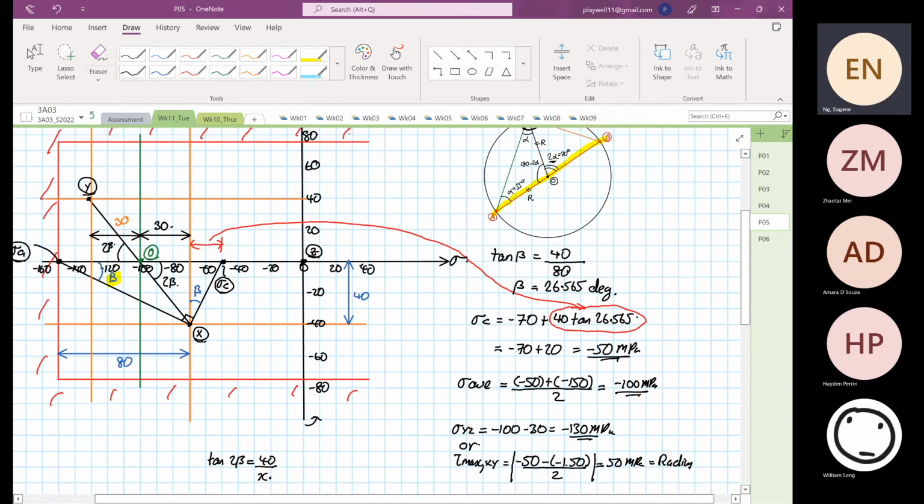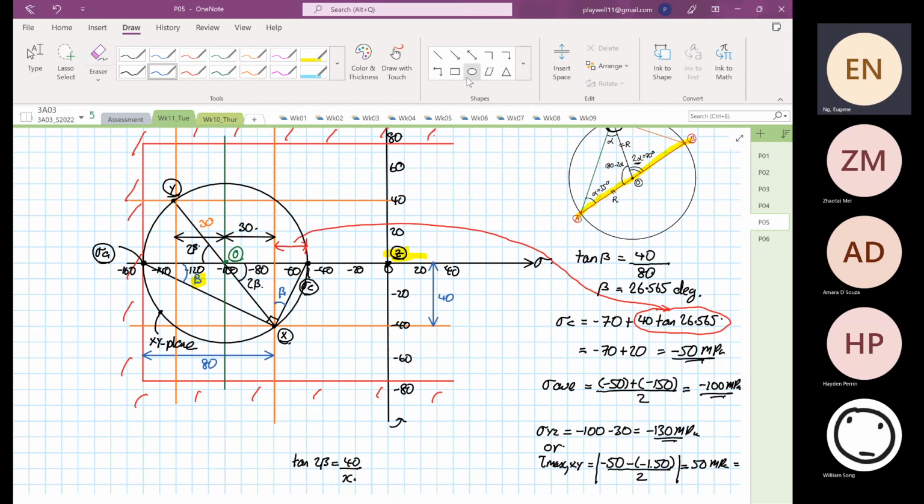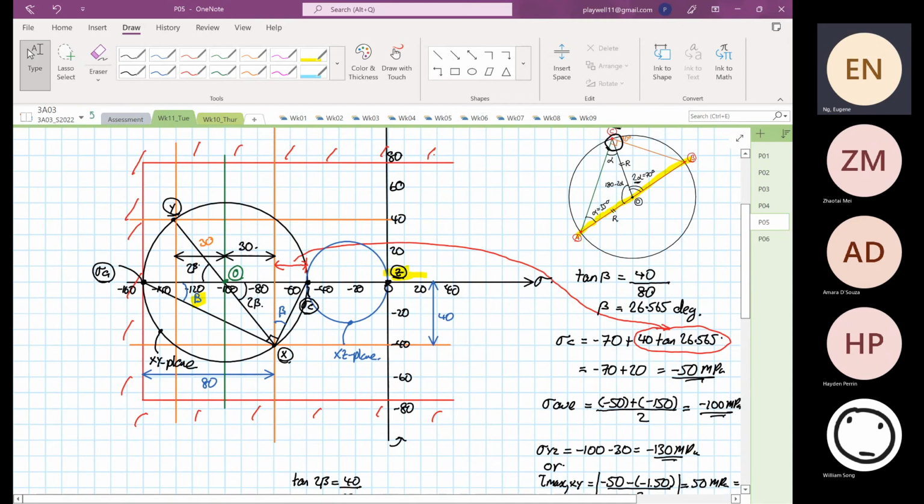Okay. Now, how do we know that this answer is right? We have not done yet. What we have just done is construct the 2D Mohr circle for now. So we know that for now this is okay. This is for our XY plane. We know that point Z is over here, so we can construct another Mohr circle. So this belongs to our XZ plane.